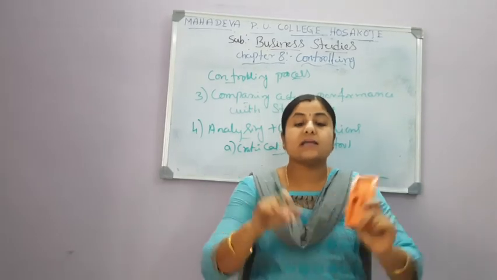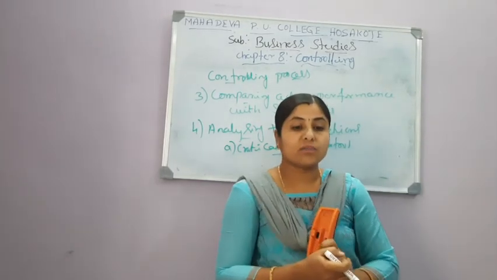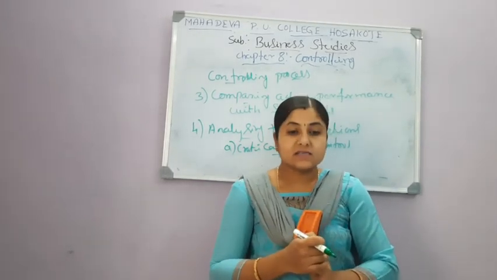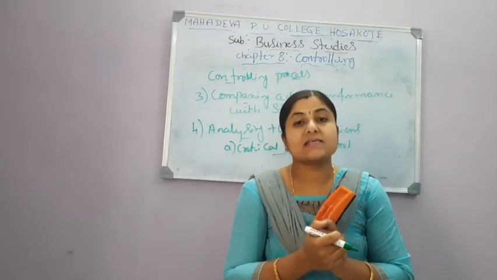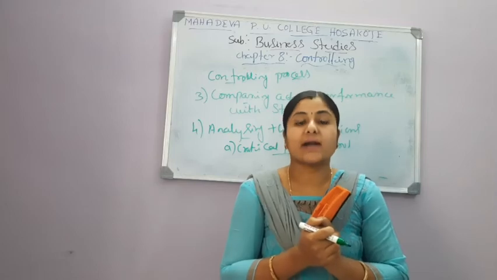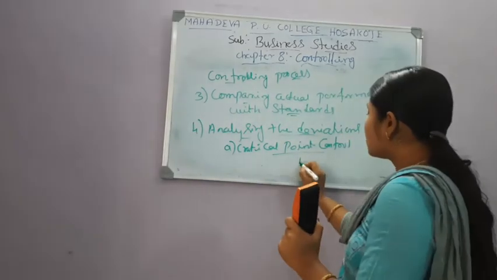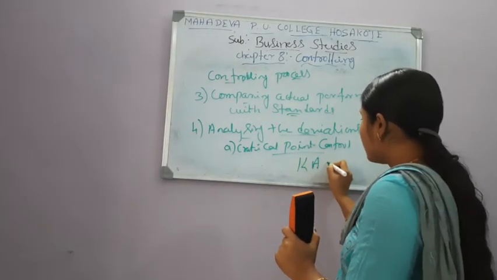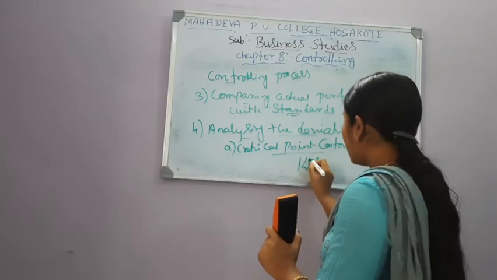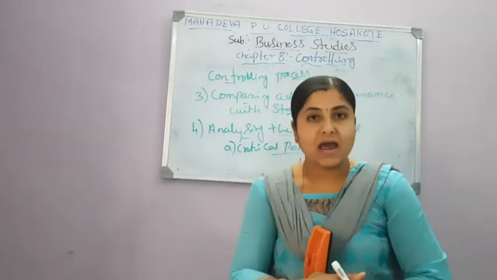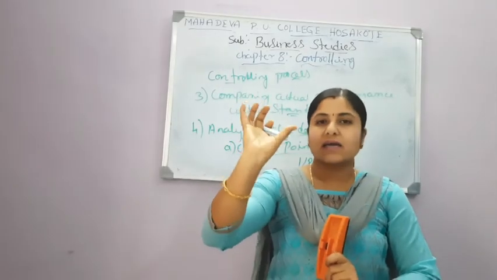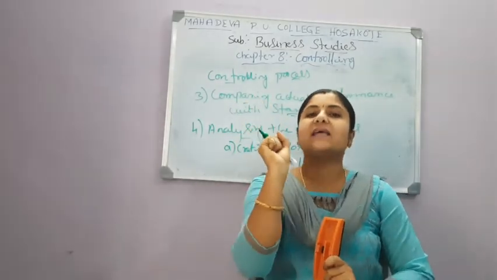Why? Because this control should focus on the result areas. So some key result areas we are going to identify here. We call them KRAs, key result areas. We can find out the key results here. What are the main areas?